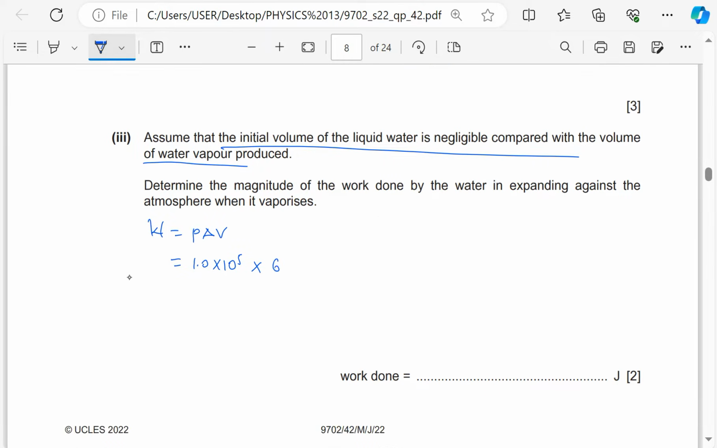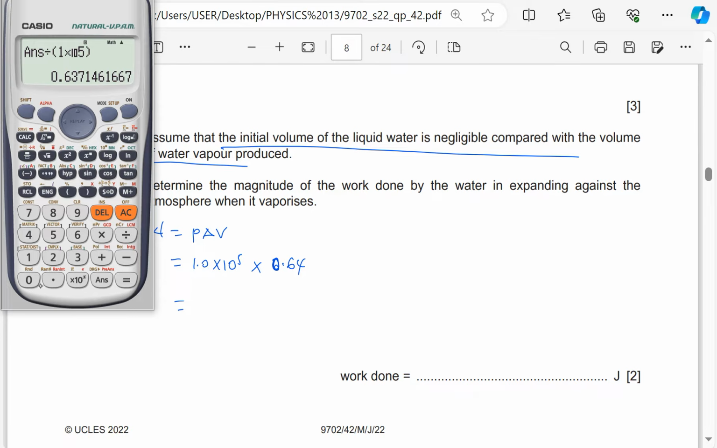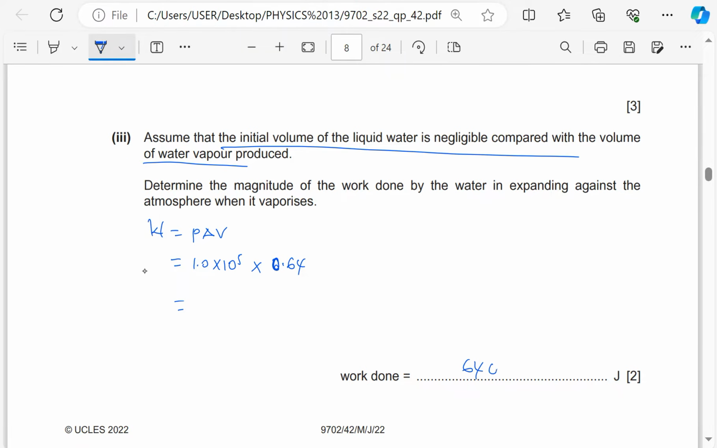So I'll just say times 0.64. Because the initial volume was negligible compared to the volume of the water vapor, the change in volume is approximately the same as the volume of the water vapor produced. So I'll simply say 1 exponent 5 times 0.64. So that is 64,000. We can write 6.4 times 10 to the power of 4 joules.